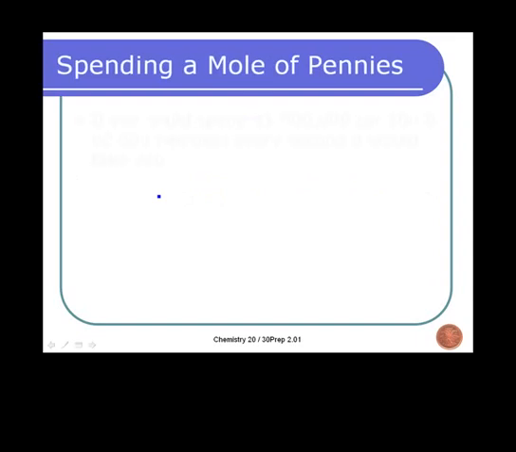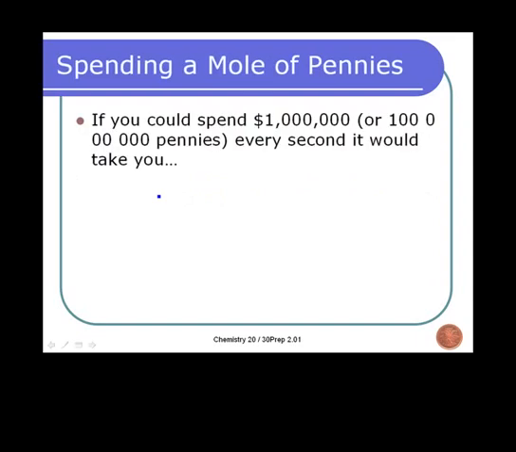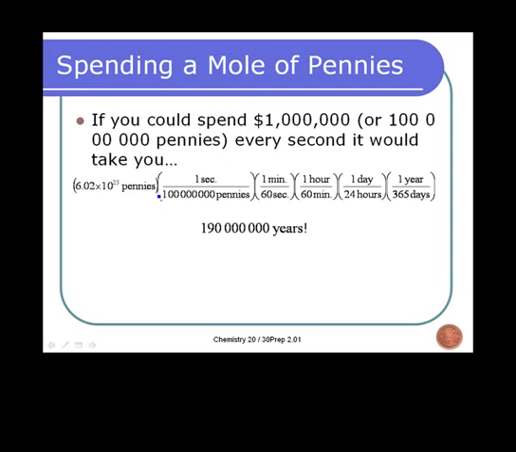If we were spending a mole of pennies, if you were able to spend $1 million, or 100 million pennies, every second, it would still take you 190 million years to spend it all if you had a mole of pennies.